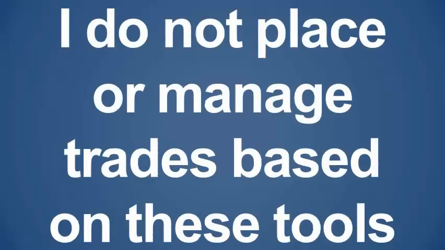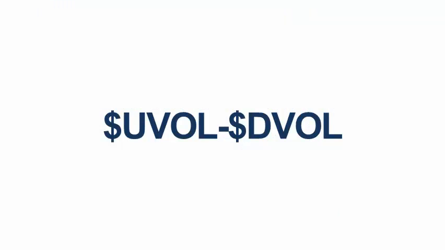Before we get into details of these tools, I want to point out that he does not place or manage trades based on these tools. They're simply there to stay up to speed with what's going on in the overall market without being glued to the computer screen all day long. So the first one is UVOL. It's short form. The first tool is a chart that plots the amount of volume going into stocks that are positive on the day versus the amount of volume going into stocks that are negative on the day. This gives a ratio that helps to gauge how strong the market move is for that day.